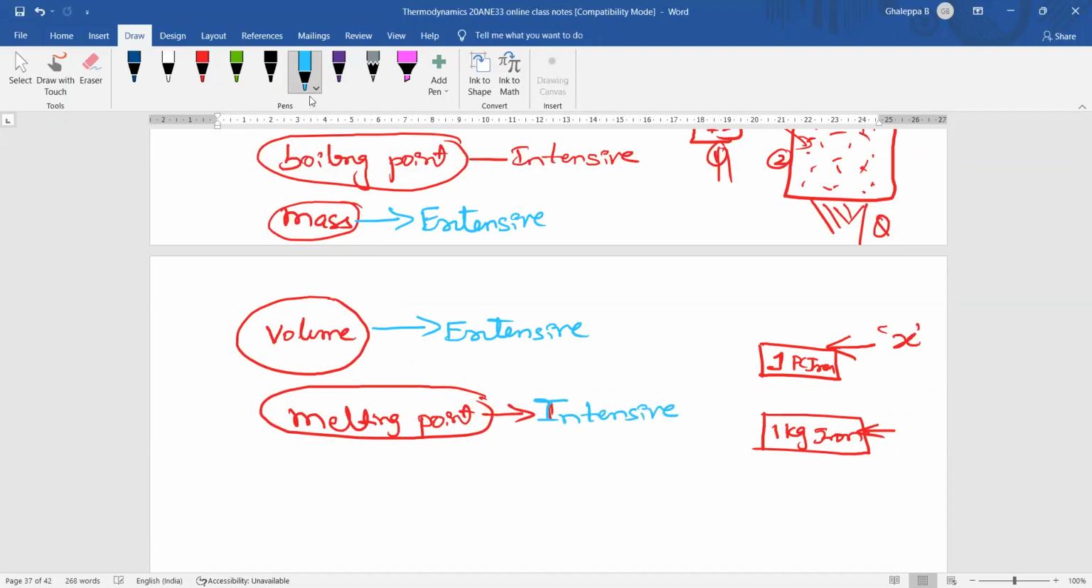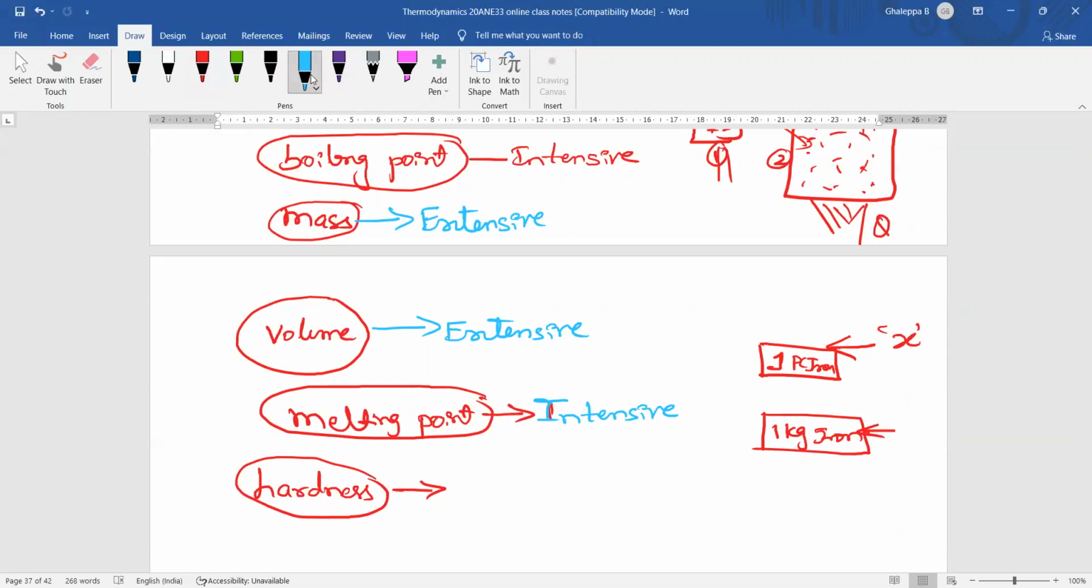For example, hardness. You tell me one more. Hardness, a property of a material. Is hardness intensive or extensive? The hardness of iron, the hardness of copper is this much. Will the hardness change with respect to mass, or will the hardness of a material be standard always? Standard always. So it doesn't depend on mass. So it is intensive.